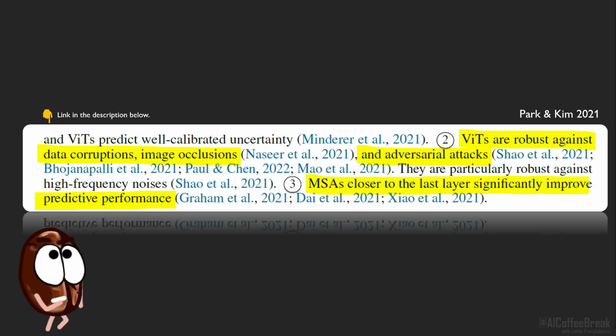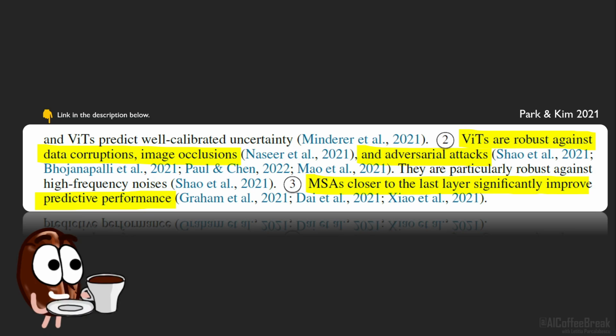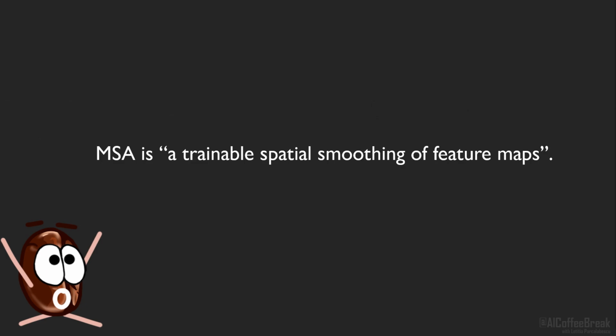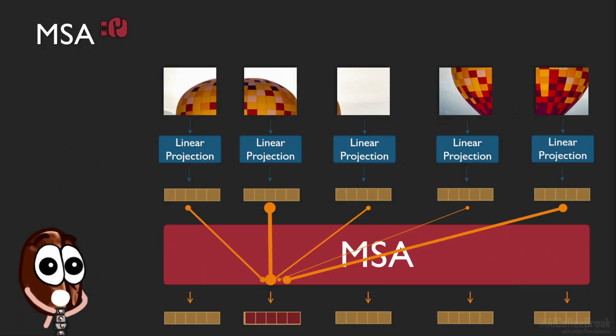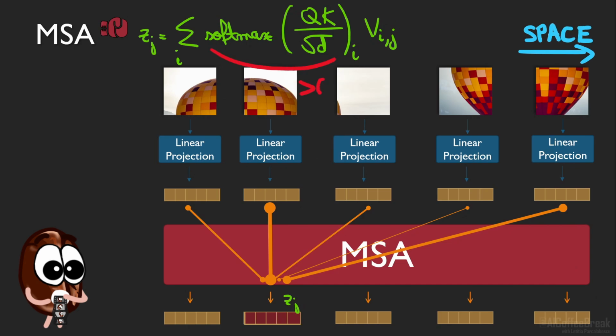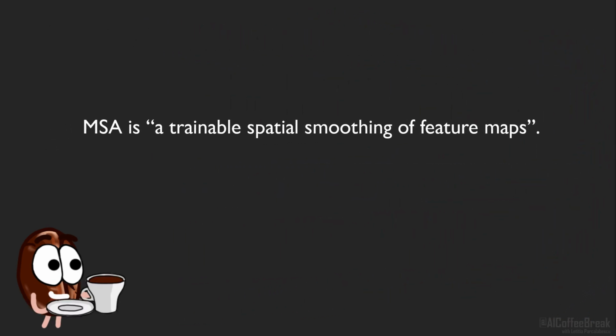So what is it with MSA and the insensitivity to high frequencies now? Okay, hold your questions, because this paper is going to address them by hypothesizing that MSA is a trainable spatial smoothing of feature maps. And this makes sense when looking at the formula of self-attention. We take the image vectors or features across the spatial dimension and average them with importance weights that are all positive. So the authors go ahead and ask 3 questions.